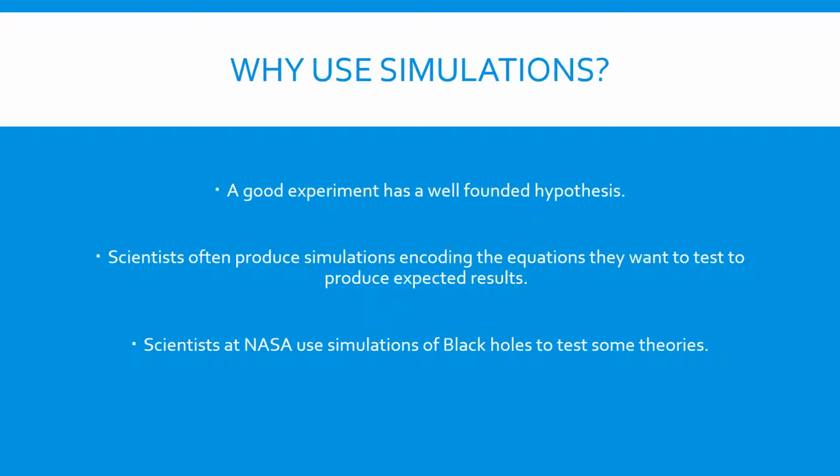Well, the key to a good experiment is to have a well-founded hypothesis of what to expect. But the problem is, when you're dealing with the motions of astronomical size objects, the complexity of the equations to map their motions is actually too large to calculate by hand. So scientists often produce simulations encoding those equations to produce their own expected results with which they can test their theories. Scientists at NASA use simulations of black holes to test theories that would not be possible to test otherwise.